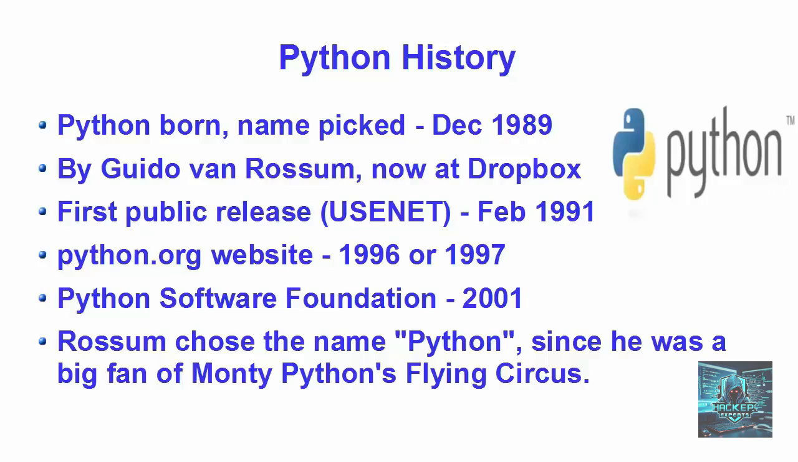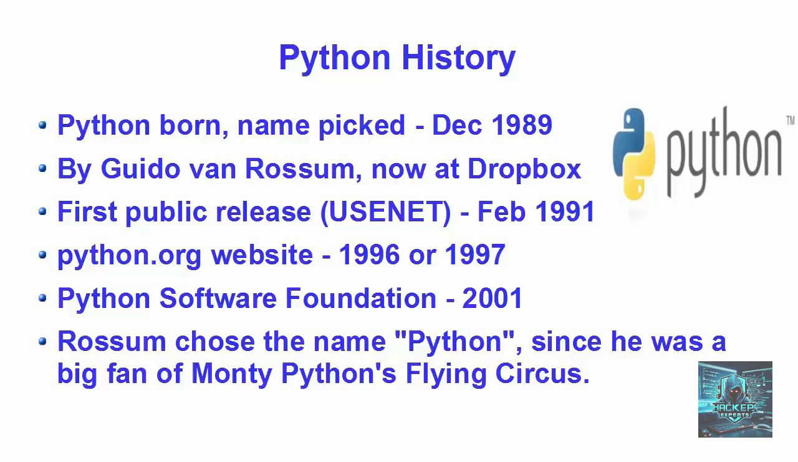Now Guido van Rossum worked at Google from 2005 to December 2012, where he spent half of his time in the development of the Python programming language. And nowadays Van Rossum is working in a company called Dropbox. And where does this Python name come from? Rossum chose the name Python since he was a big fan of Monty Python's Flying Circus.